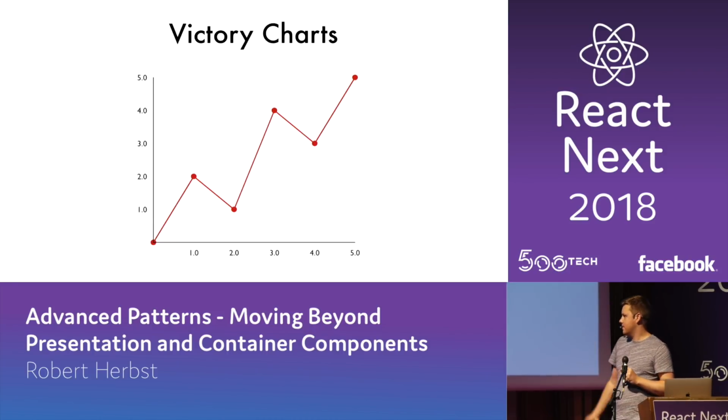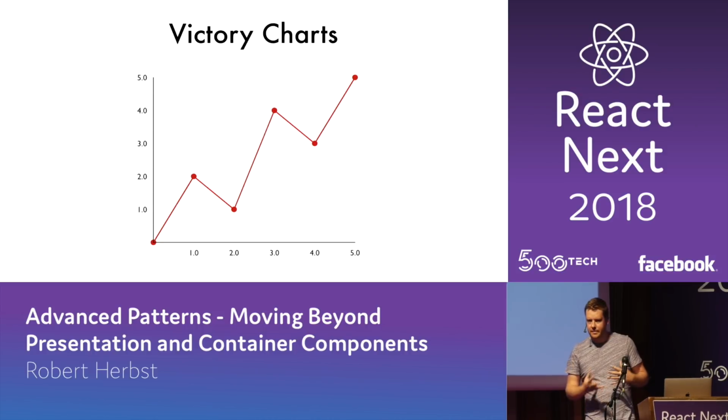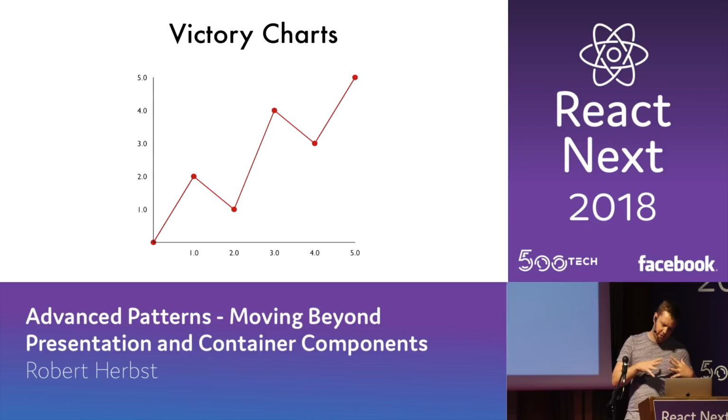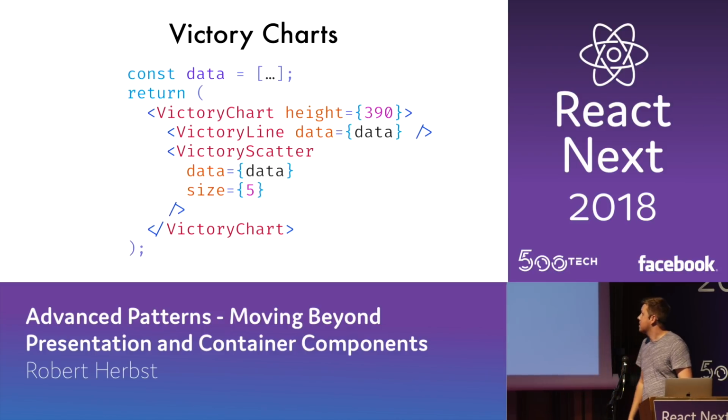So Victory Chart is one of my favorite React charting libraries. It took the approach of going React first, a React mindset around charting libraries. A lot of libraries will wrap something like D3, but Victory Chart is, from the ground up, a React version to draw SVG charts. And the code to do this chart is up on the screen now.